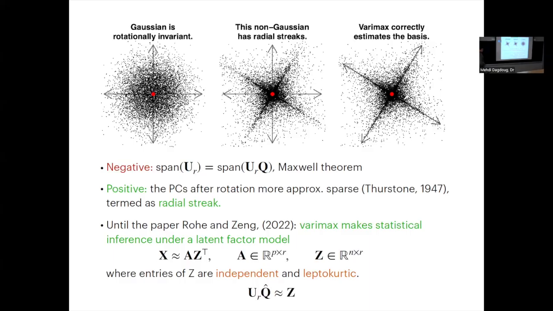And specifically, they show that if you can estimate this rotation matrix Q, and then further rotate the principal components, you obtain this latent factor Z. So that's more or less the idea of this paper.